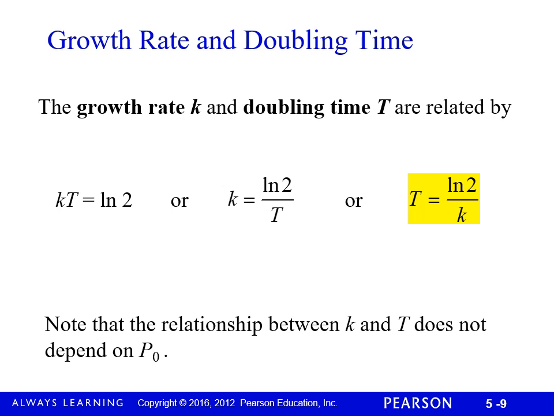One of the things that's interesting is that doubling time actually doesn't really depend upon the initial population. We can see here from the formulas how they're related, that the doubling time, which is indicated by capital T, is simply equal to the natural log of 2 divided by the interest rate or the growth rate. Okay, so it's very easy to find the doubling time if you know the interest rate, or to find the interest rate if you know the doubling time.